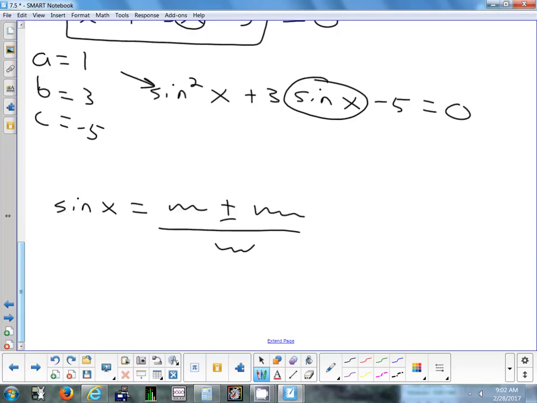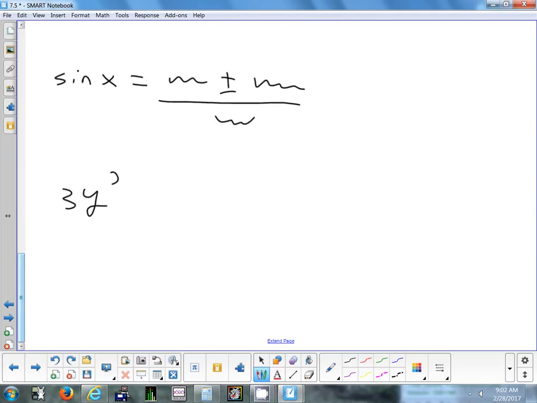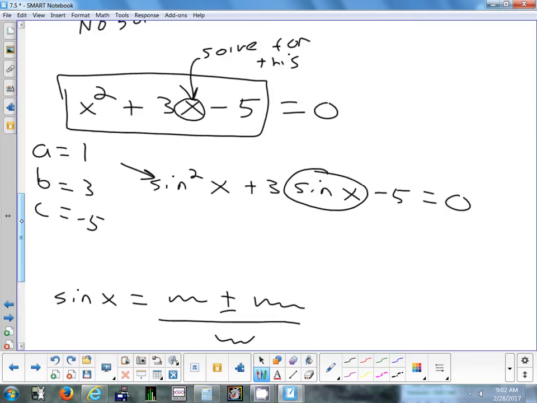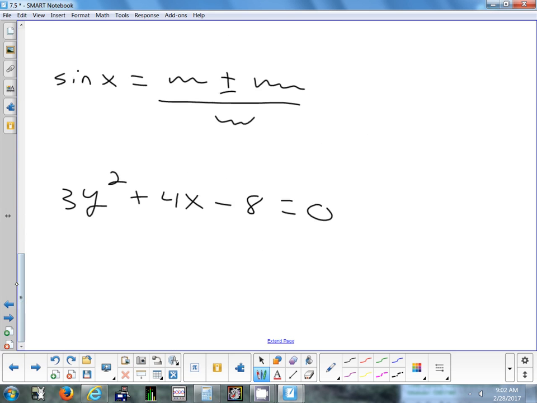In Algebra 1, if you had an equation like this, is that quadratic? No. You can't solve that because you have different letters. If you want to solve that using the quadratic formula, you have to have all the same letter. Okay, so when we do trig functions tomorrow, you have to have all the same trig function. Okay, same idea.